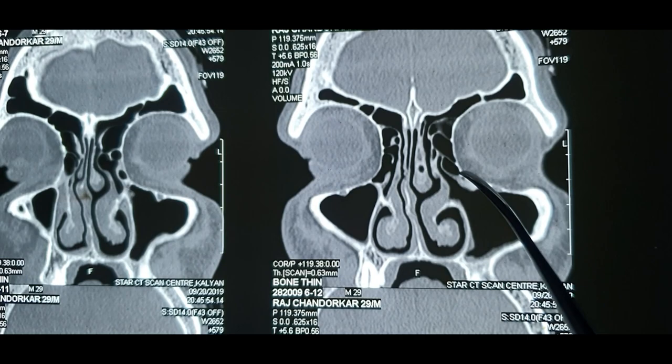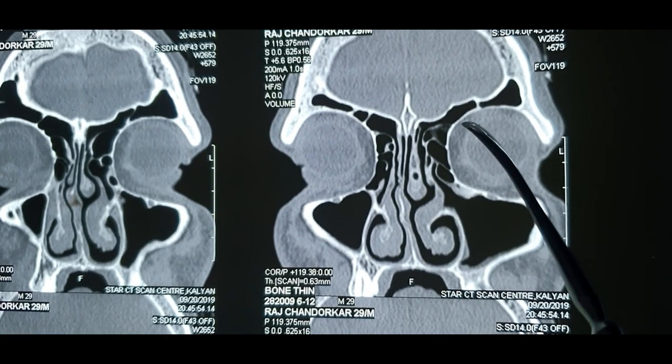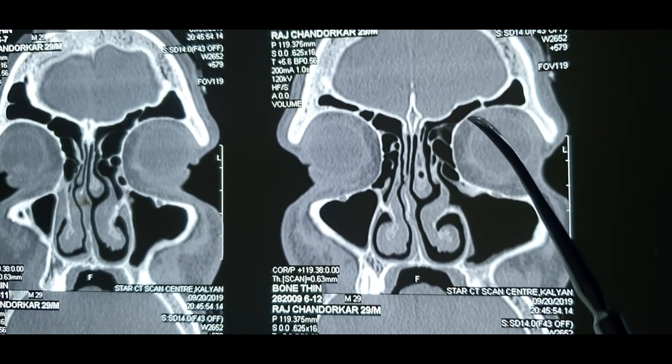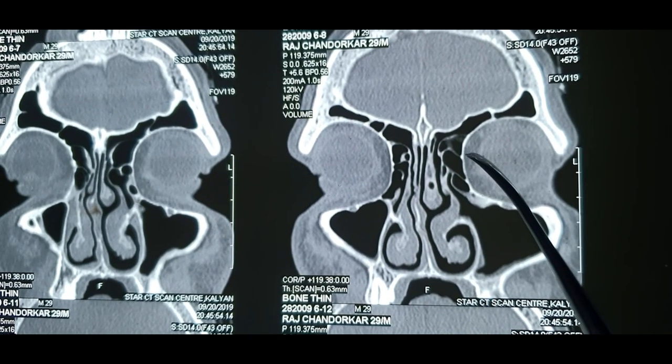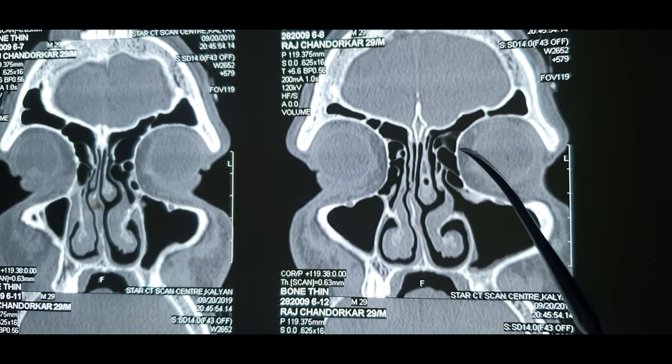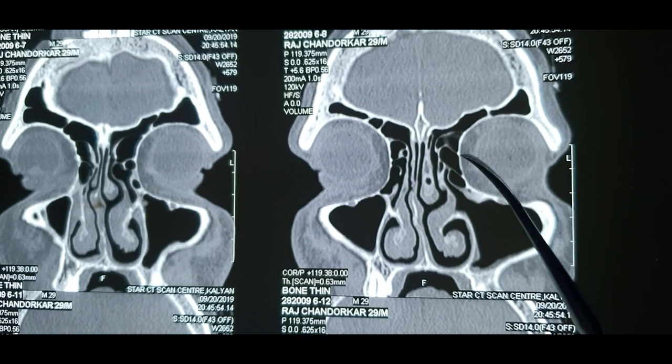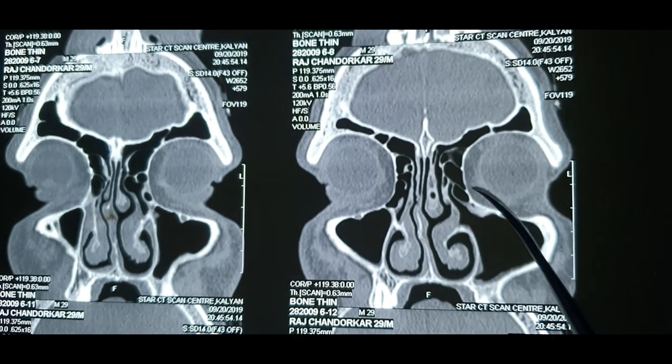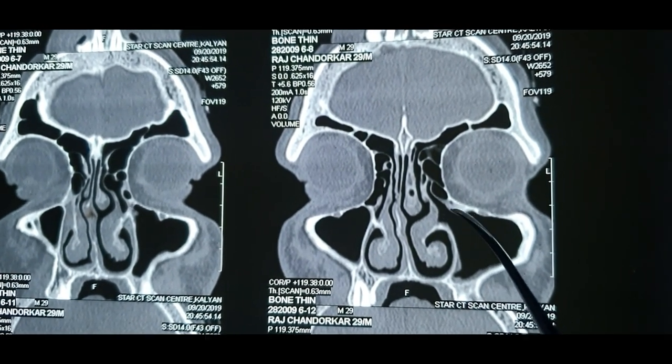This is the medial orbital wall, also called the lamina papyracea. The name lamina papyracea comes from paper thin. So it's very thin, very prone to injury while opening the maxillary sinus.